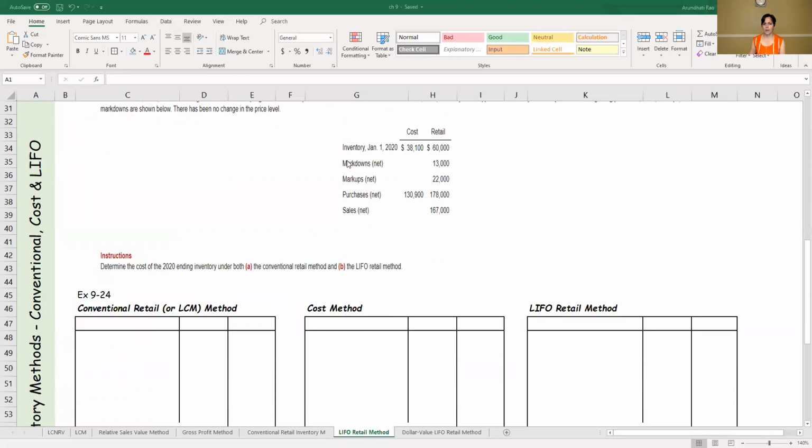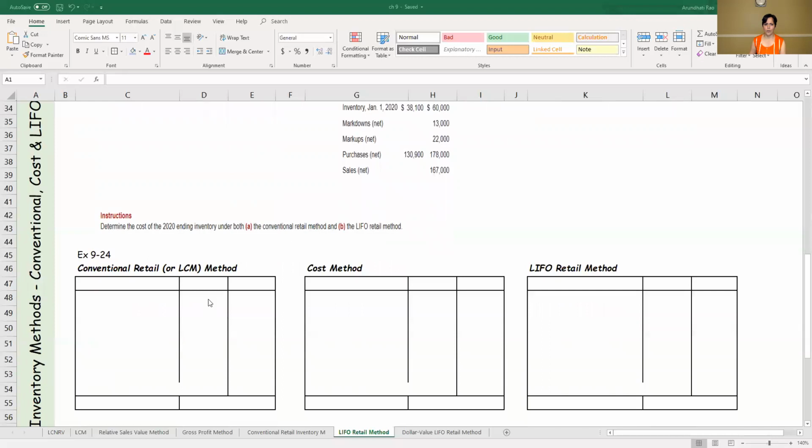So once again, as I mentioned, when you calculate the cost to retail ratio, in the conventional method, we include markups but not markdowns. In the cost method, we include markup and markdown. So let's see how our numbers are going to be different. For each of these, we have the cost and retail in the first. That's our header that we have for all three methods. I'm going to go ahead and highlight those and show you what they are.